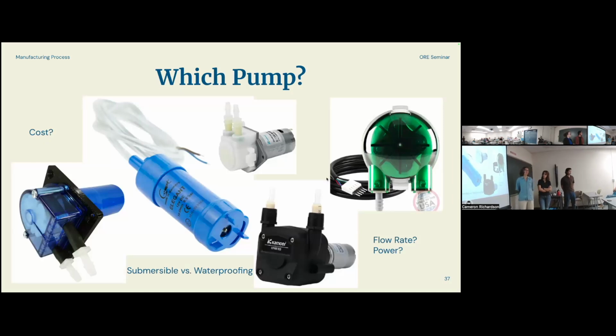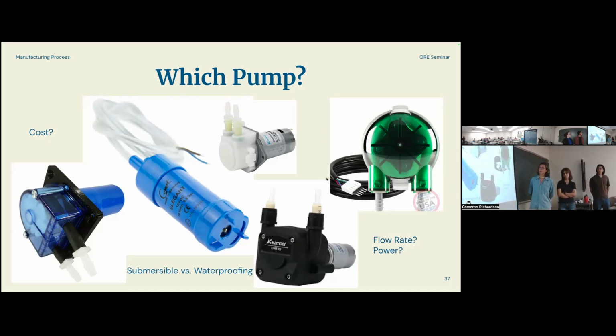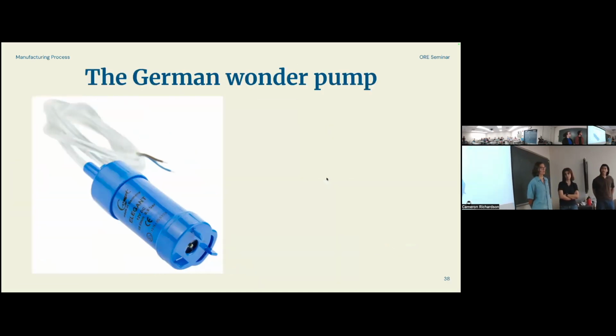So the first thing that we were trying to figure out is which pump do we want to use. There are many different pumps, submersible pumps, non-submersible pumps, different flow rates, different power requirements, different costs. These were the main 5 pumps that we were looking into, and the first one that we ordered and tested out was the German Wonder Pump.